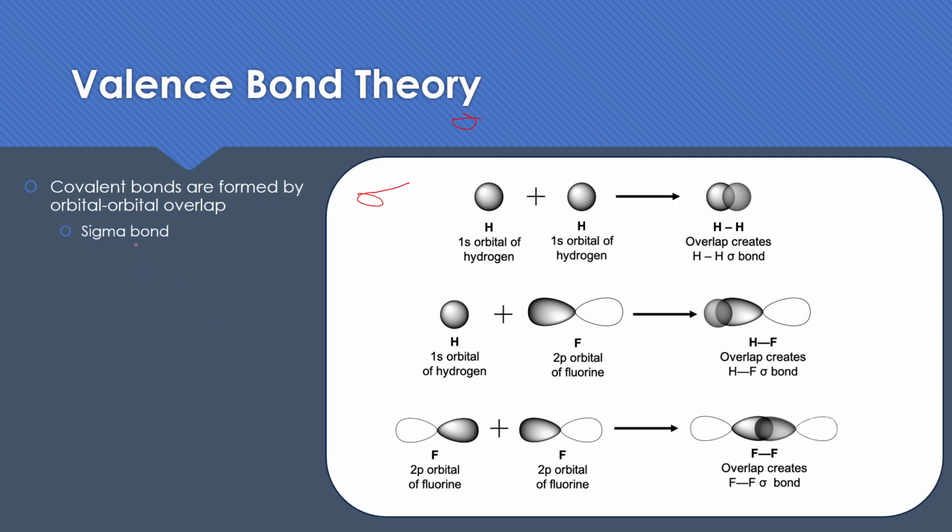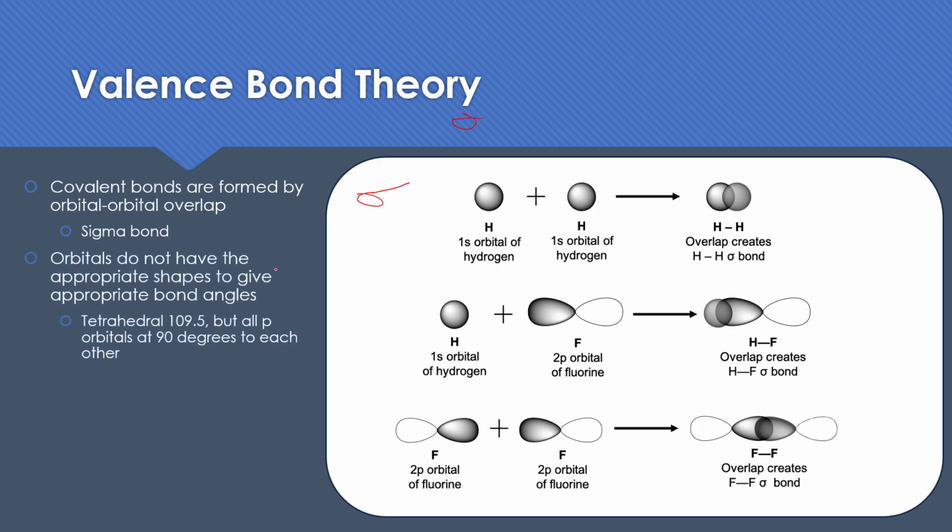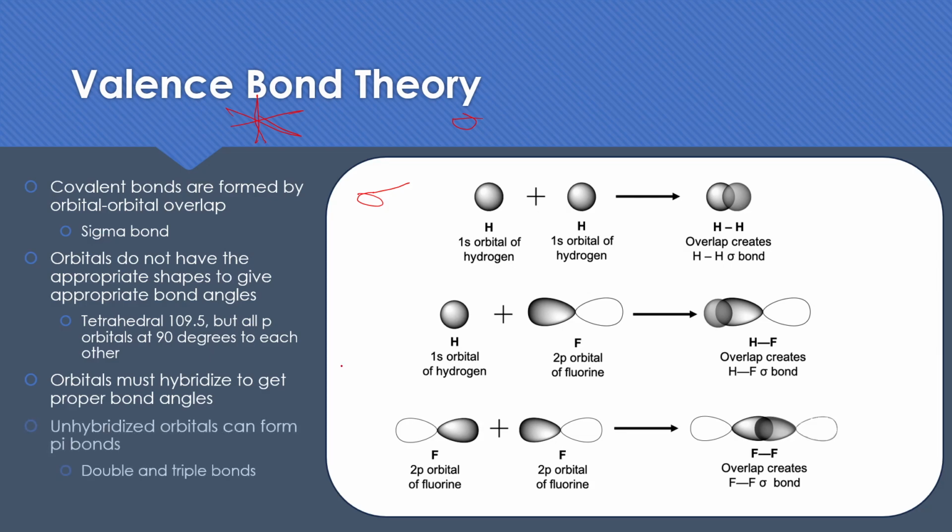All right. The problem with this is orbitals don't have the right shapes. For instance, we know that our tetrahedral molecules all have bond angles of 109.5, but p orbitals are on the x, y, and z axis. So in order to get the right bond angles, we need to hybridize. And unhybridized orbitals form pi bonds, and those are your double and triple bonds.